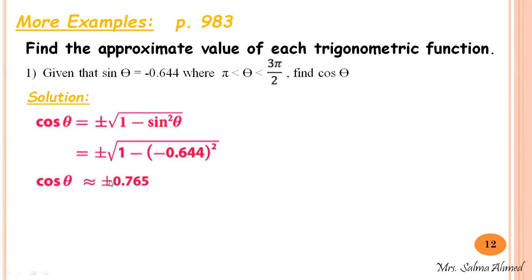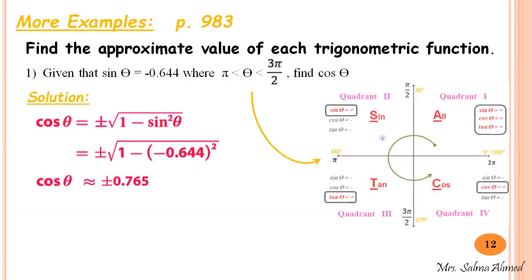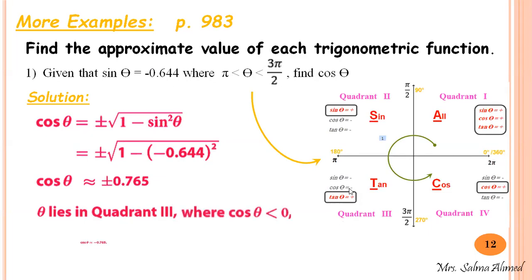I need to know whether it's positive or negative, so I'm going back to my chart. Theta is between pi and 3 pi over 2, so we are talking about quadrant 3. So theta is in quadrant 3, and I'm going to check the cosine, which is negative, less than 0. So I'm going to take the negative sign, cosine theta approximately negative 0.765.